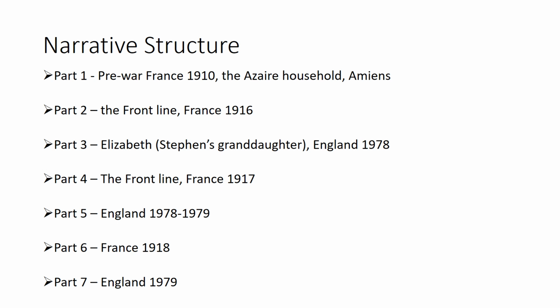Part 5 takes us back to England with Elizabeth in 1978 and 1979. We then return to France 1918 and view the final stages of the war and Stephen's part in that, and then returning finally to England in 1979 and finishing with Elizabeth.